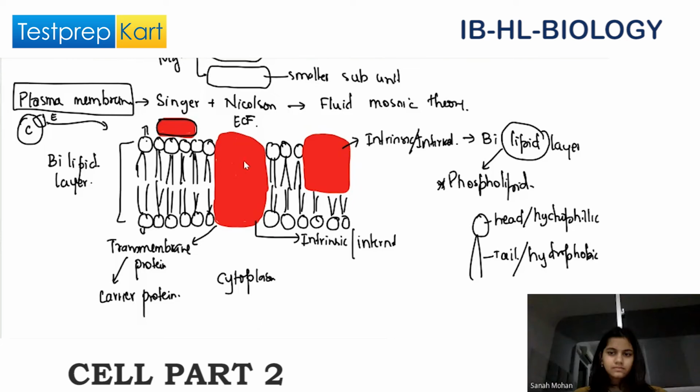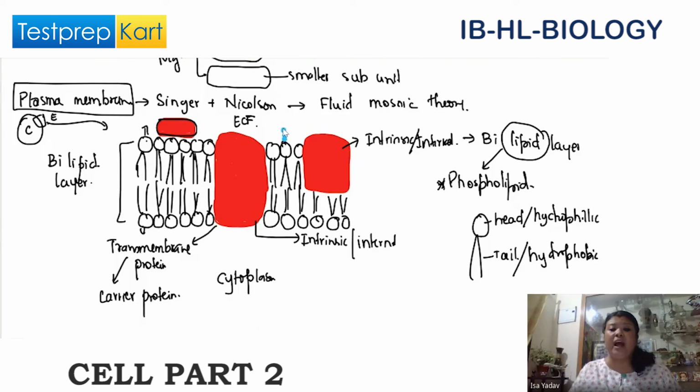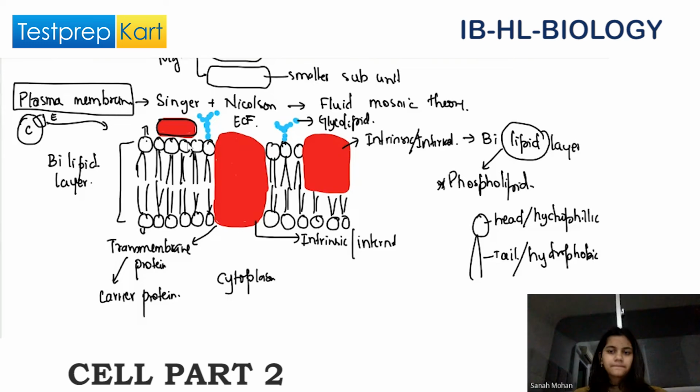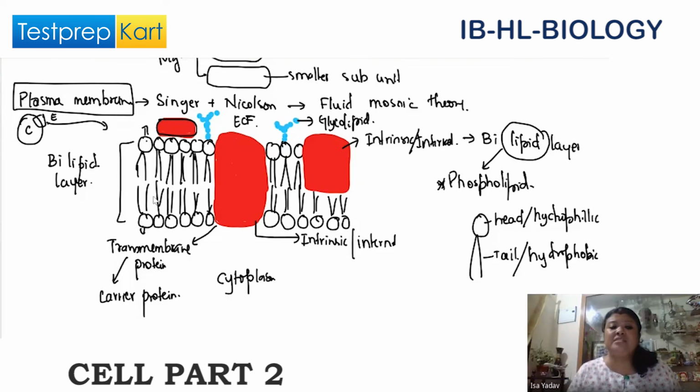Next, on the surface, we will have branch chain structures like this. These are nothing but glycolipids. Okay, they are glycolipids. Now, here they use the word fluid mosaic.